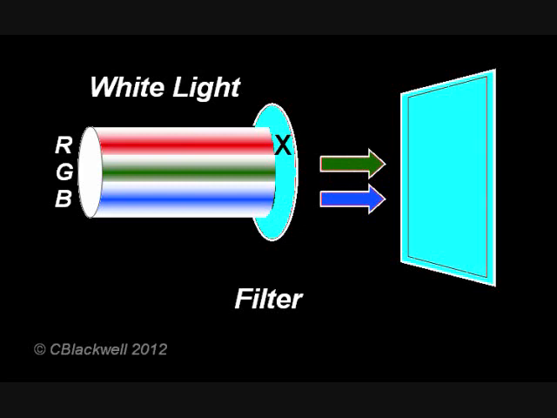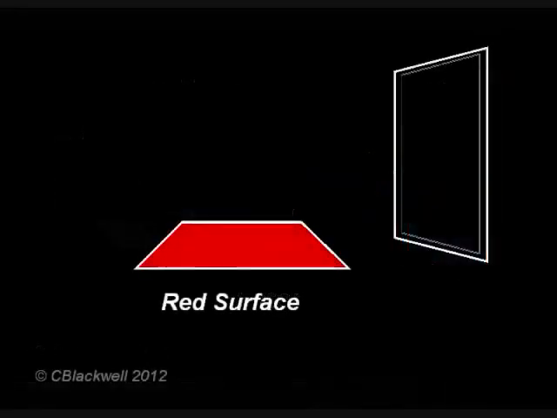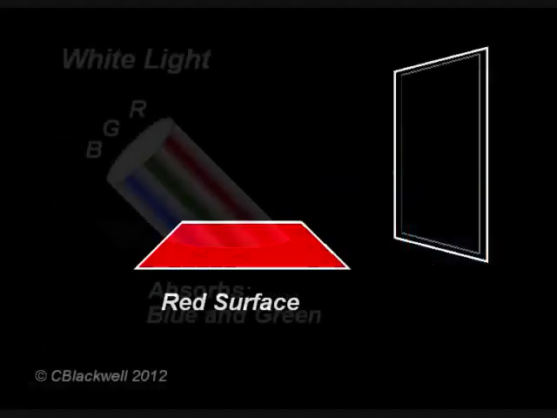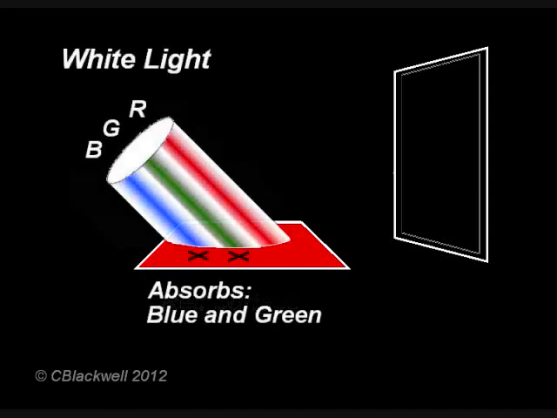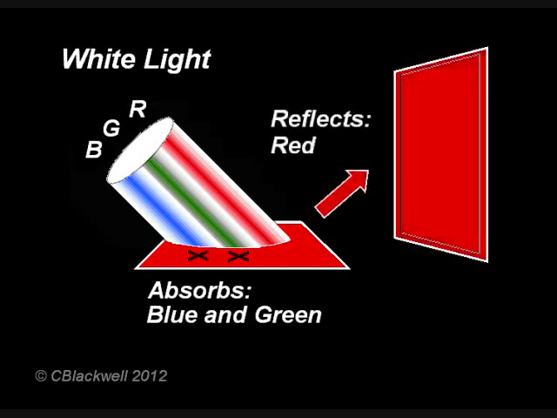Paint works along the same line. A pigment in paint absorbs specific wavelengths and reflects the rest. For example, here is a surface painted red. When white light hits the surface, the blue and green wavelengths are absorbed and the red is reflected.